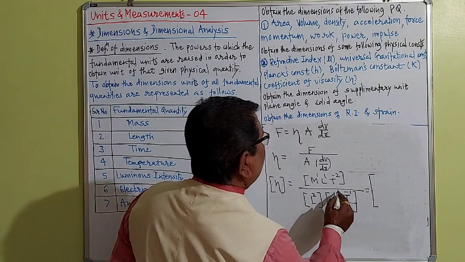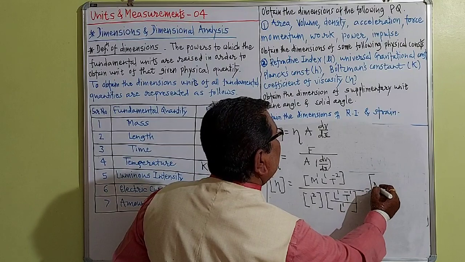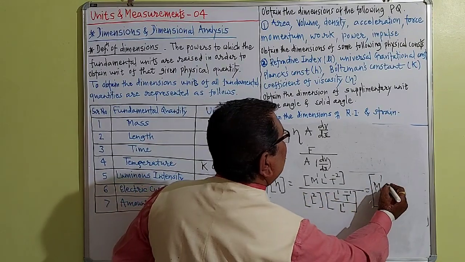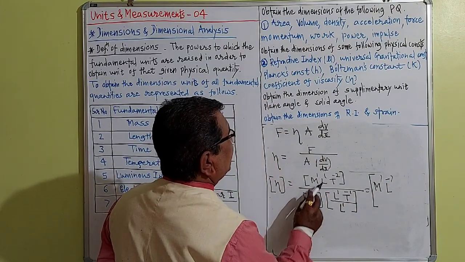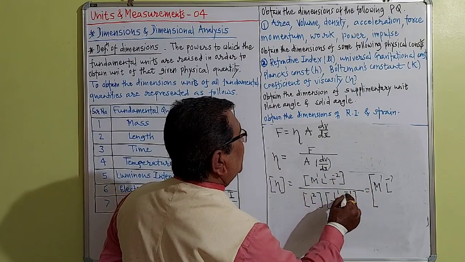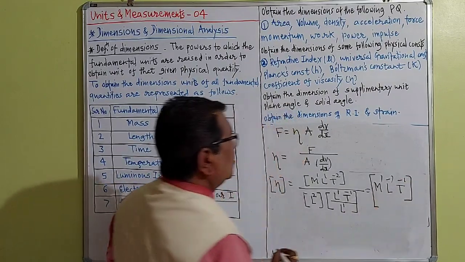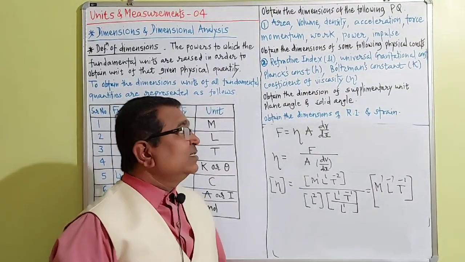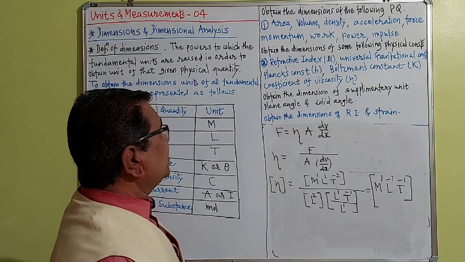See here, this L1 and L1 get cancelled. You will get M1, L1, and this minus 2 goes up. You will get minus 1, minus 2 on the numerator, L minus 2 and L1, L minus 1, this gets cancelled. This will go up, plus 1, you will get T minus 1. So this is all about the dimension of the coefficient of viscosity, the dimensions of some physical constants.